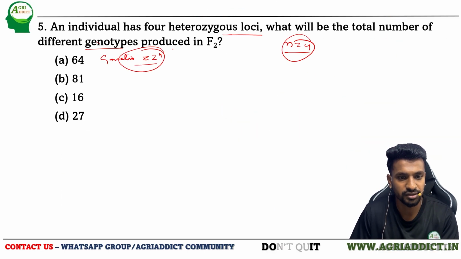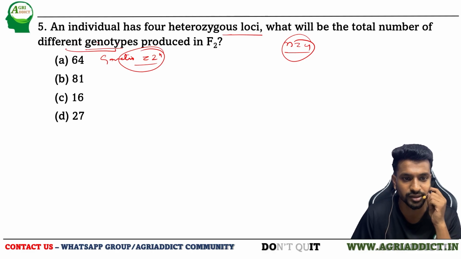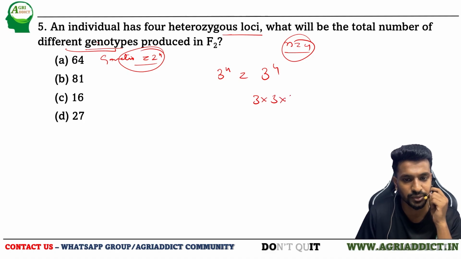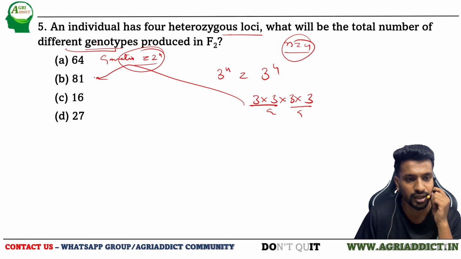So coming back to the question, it was asking for the different genotypes. The formula is what? The formula is 3 power n. So if we substitute, it is 3 power 4. 3 power 4 is 3 into 3 into 3 into 3. It is 9 into 9. The answer would be 81.